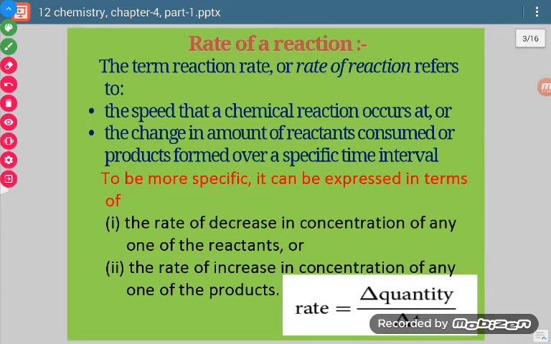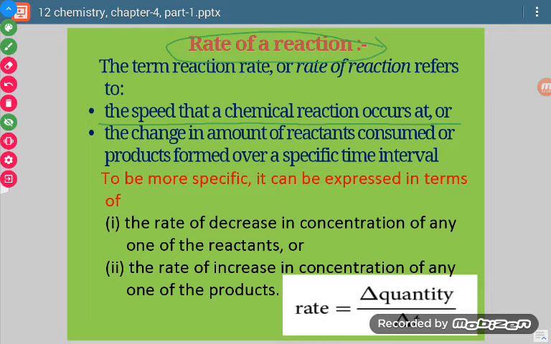Okay. Now what is the rate of a reaction? Now see, we write rate of a reaction or simply we write reaction rate. One and the same thing. Both ways we can write. Either we can write reaction rate or we can write rate of a reaction. Okay. So the term reaction rate or rate of a reaction refers to the speed that a chemical reaction occurs at. What is the speed of a reaction? It tells us about this.